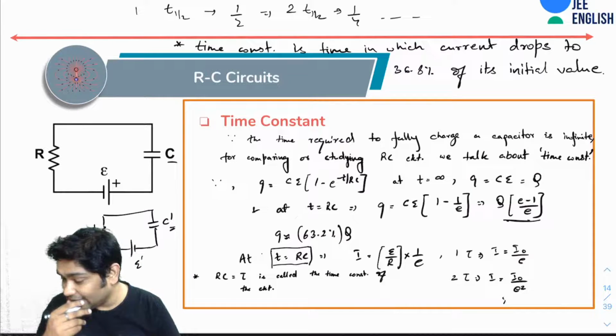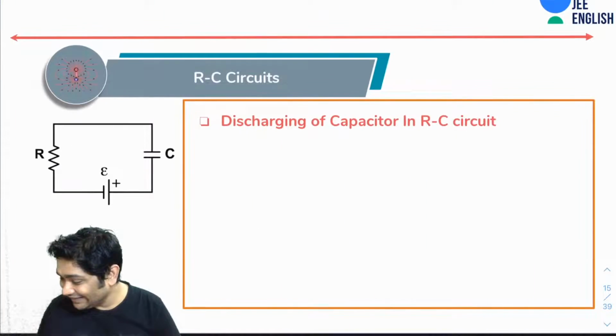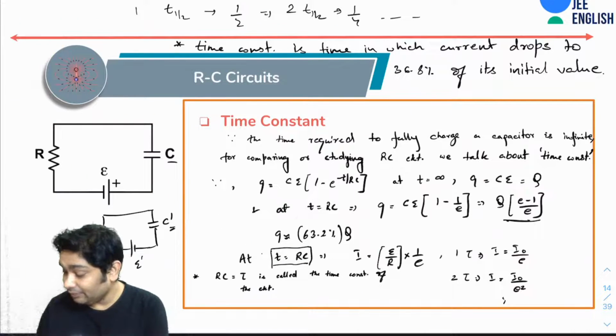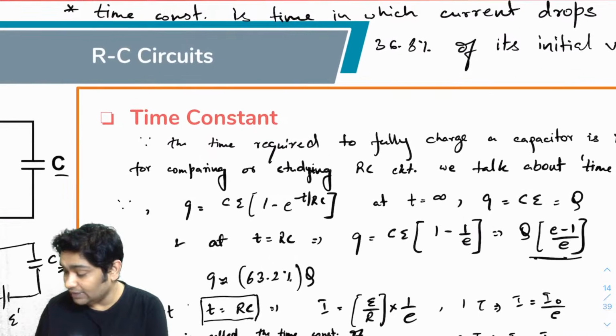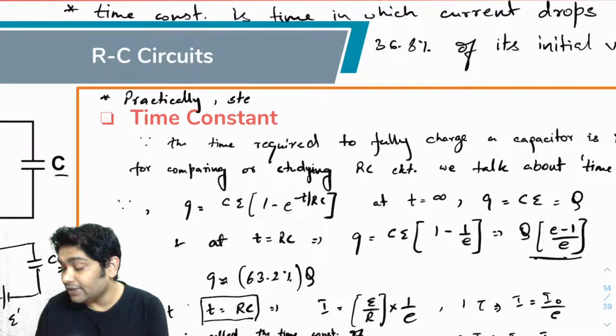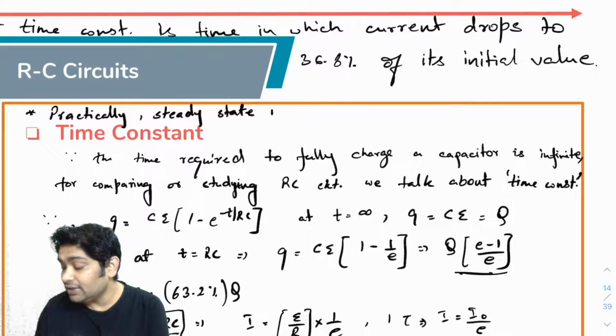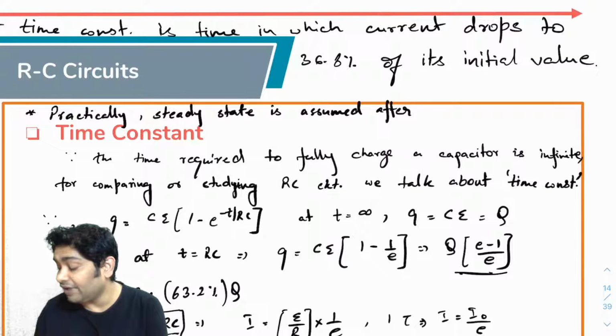So let's make a note of that also. Yeah. So let's add that here. Practically, steady state is assumed after five time constants.